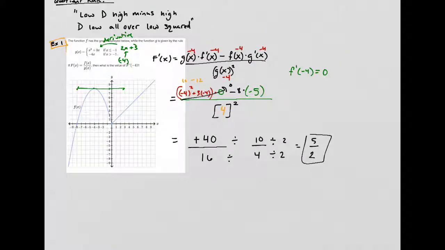Cool. Hopefully that makes sense. And that made a long video. But there's only one example. Low d high minus high d low all over low squared. Memorize that, please. Please, I'm begging you. Please memorize it. So, that's all. That's all she wrote.